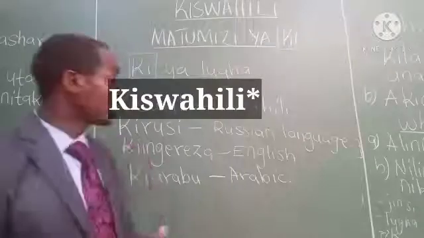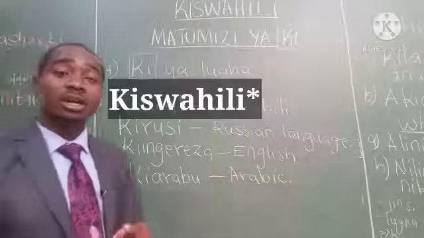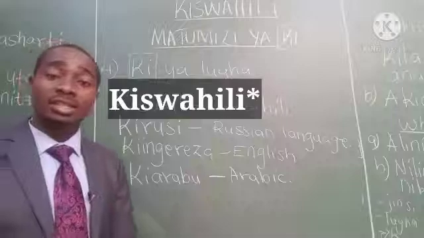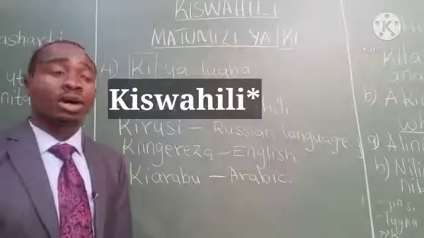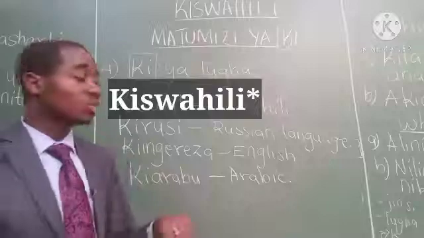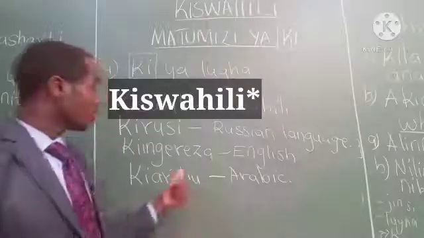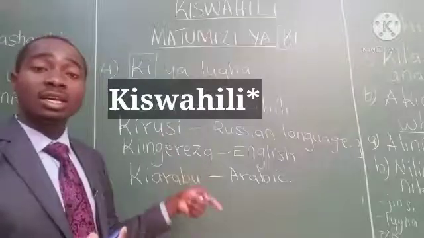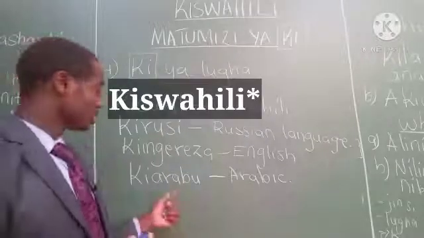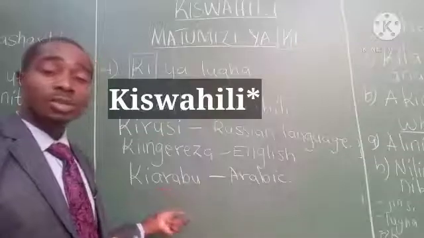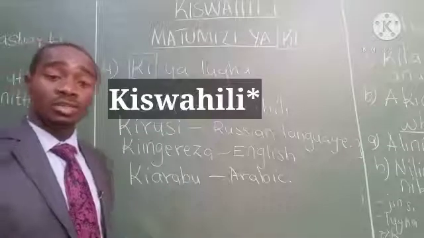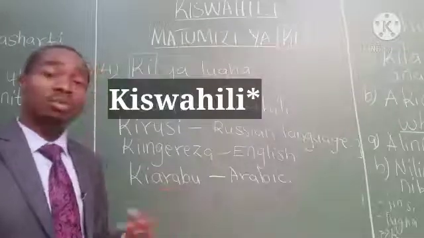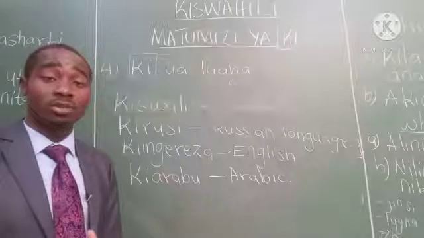And then we have another one, Kirusi. Kirusi is the Russian language. Then you have Kiingereza, that is English. From this, Urusi is Russia. So Kirusi, the Russian language. Uingereza, England. Kiingereza, the English language. Uarabu, that is Arab or Arab countries. Then Kiarabu, the language of the Arab people. Sawa. Unafahamu, sivyo?